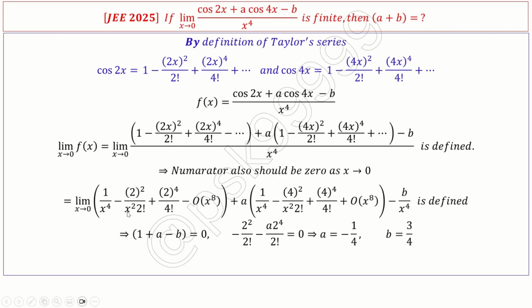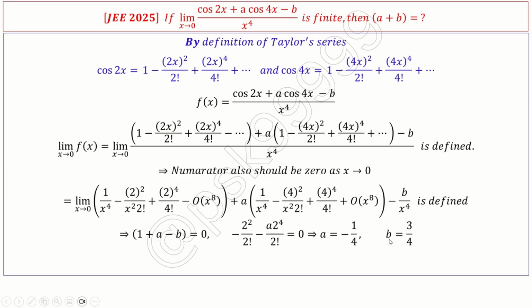The second equation comes from the x square terms. So minus 2^2/2 factorial, which is 2, minus a times 4^2/2 factorial, which equals 0. There is no other term. So from this one, I can derive a equal to minus 1/4.